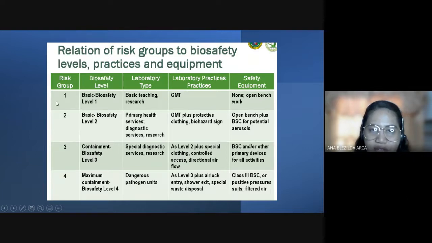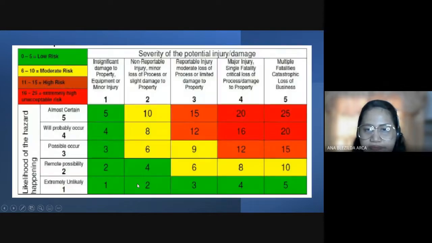So, sa school natin, ano bang mga bacteria natin sa school? Sa school, we only deal with risk group 1 bacteria. Kasi nga, para lang siya sa eskwelahan, di ba? Itong mga to, yung 2 and 3, sa ospital yan. Yung risk group 4, ito yung sa mga special laboratory, sa dangerous pathogen units.